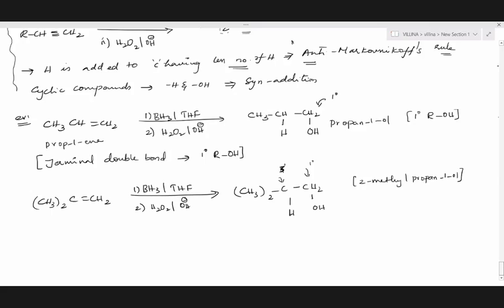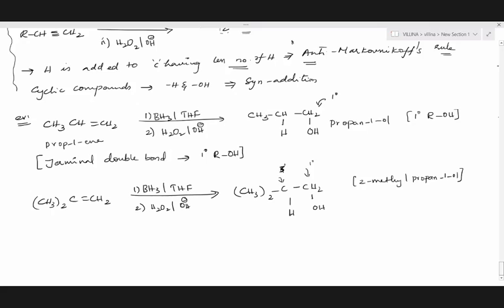So simply, alkene will be converted into alcohols. In most cases, they will be following the anti-Markovnikov rule, where the hydrogen will be added to the carbon containing fewer hydrogens, the carbon having fewer hydrogens. So let's take propene as our example: CH3-CH double bond CH2.